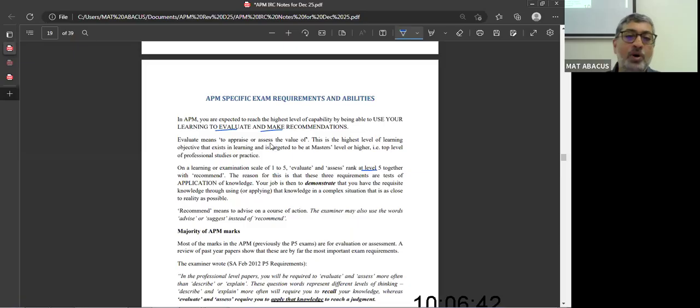Okay. So if you look at what I'm saying here, one of the biggest questions that the examiner asks is to evaluate, which is very similar to appraise, because it says evaluate means to appraise or assess the level of. And this is the highest level of exam. Level 5, this is called a level 5 question. There are 3 main requirements when we set a level 5 exam, which is evaluate, assess, and recommend.